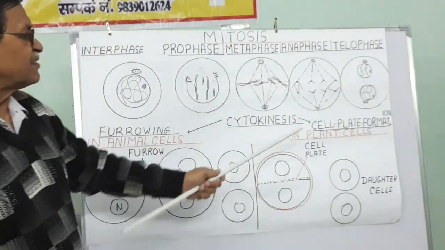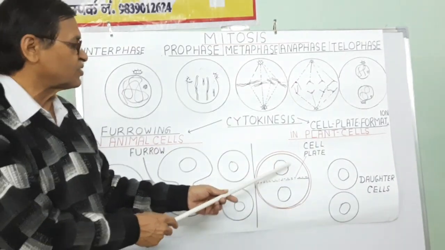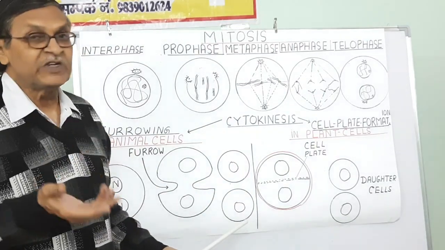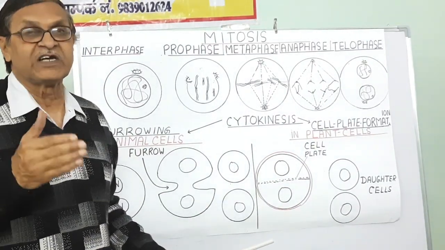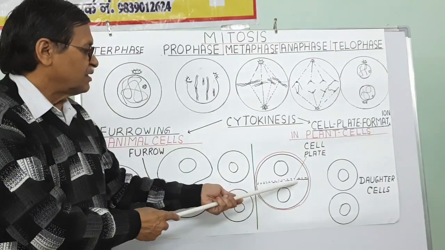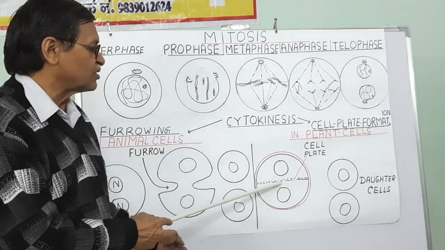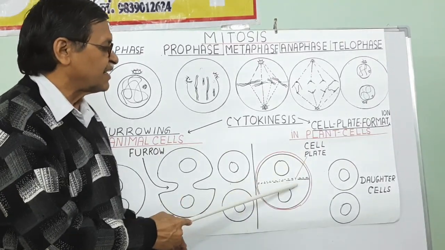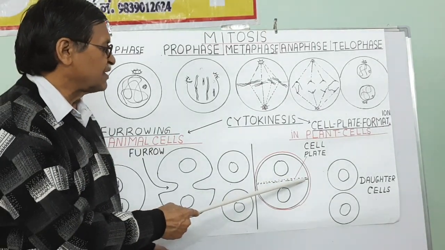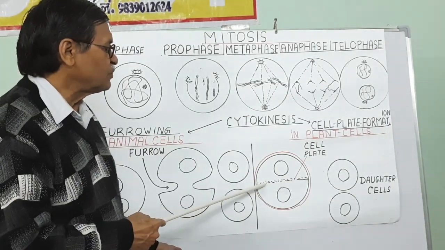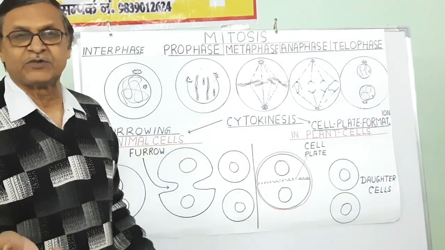In plant cells, outward to the plasma membrane there is a cellulose cell wall also, so furrowing is not possible. Here, from the vesicles of the Golgi body, some membrane material starts depositing in the middle, called the cell plate, and it develops further. Two membranes are formed, so two daughter cells are formed. So this ends the cytokinesis.